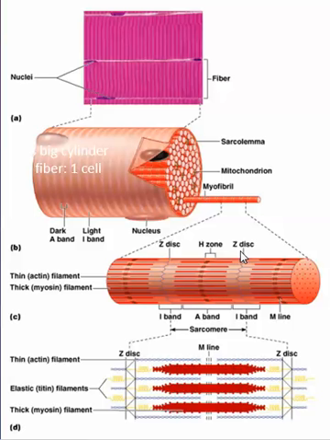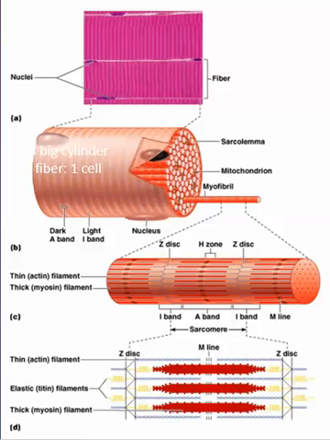And also you can notice these Z discs, and the Z discs are the boundary lines. Also take a look at the sarcolemma. The sarcolemma is the cell membrane of the muscle fiber cell.